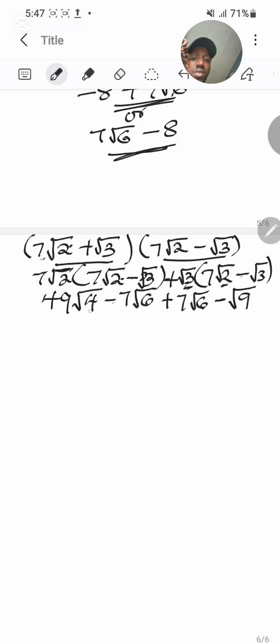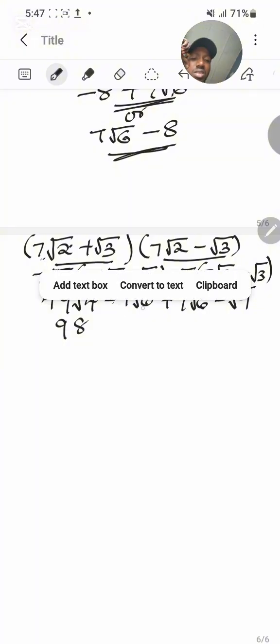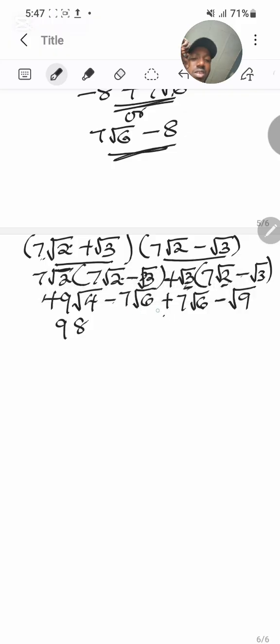And the square root of 4 is 2. 2 times 49, that's going to give us 98. Now minus 7 root 6 plus 7 root 6. If you look at this, minus 7 root 6 plus 7 root 6 is going to give us 0. Then we are left with minus square root of 9, which is 3. So we are going to get 95 as our answer when we open the brackets.